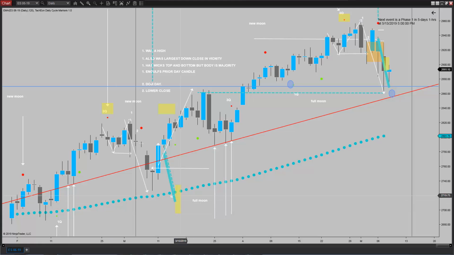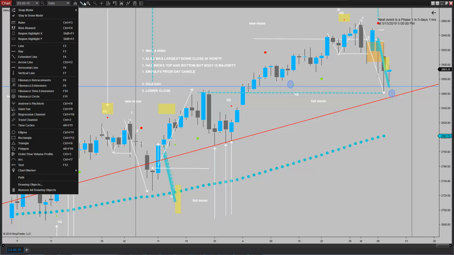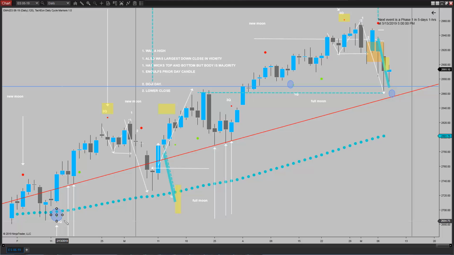So everywhere on my chart that you see a small green dot, this is the S&P June contract. Everywhere you see a small green dot, that's a first quarter phase. So that's a moon half full. And you'll see as I move my cursor around here, there's a first quarter phase. Here's a first quarter phase. So there are 3 first quarter phases on my chart right now.